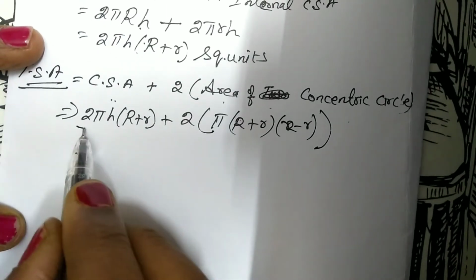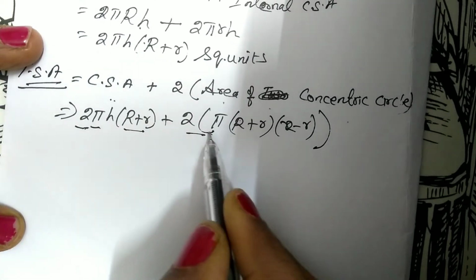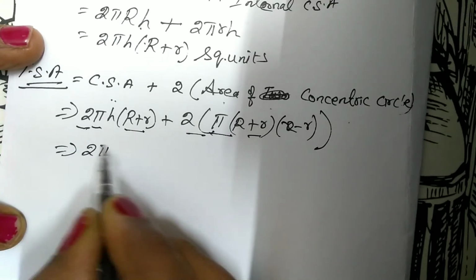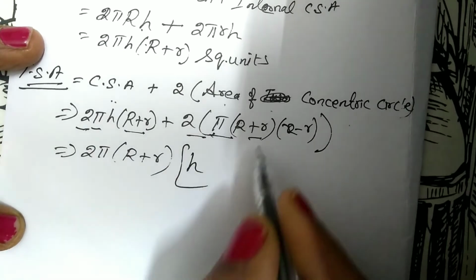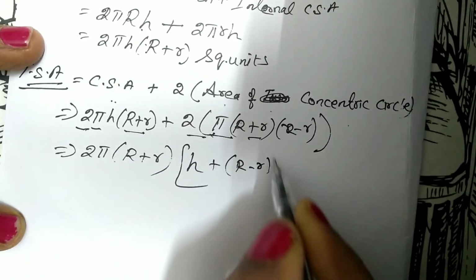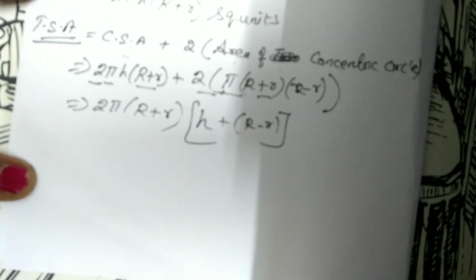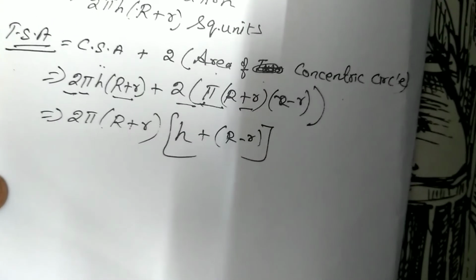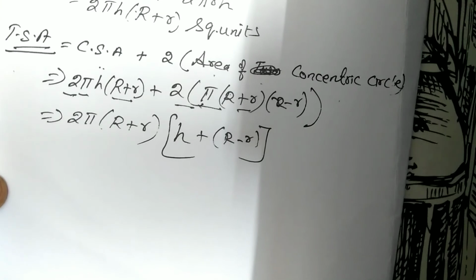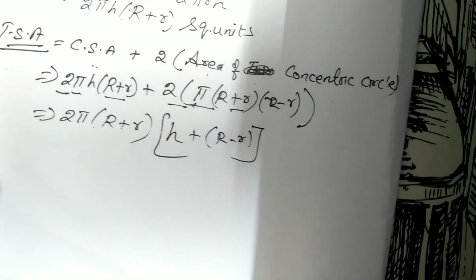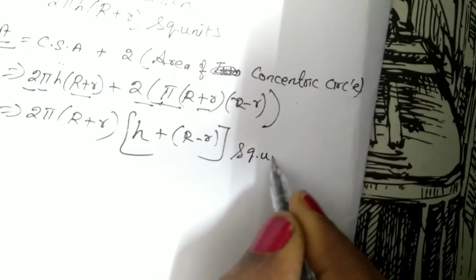Now we can see 2 pi (R plus r) is common. We can take it out. So here h is left, and here (R minus r) is left. So the total surface area of a hollow cylinder is 2 pi (R plus r) into (h plus R minus r). Whenever we talk about surface area, it is going to be in square units, so I am going to write square units.